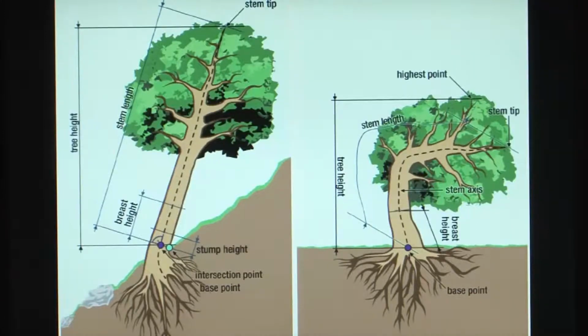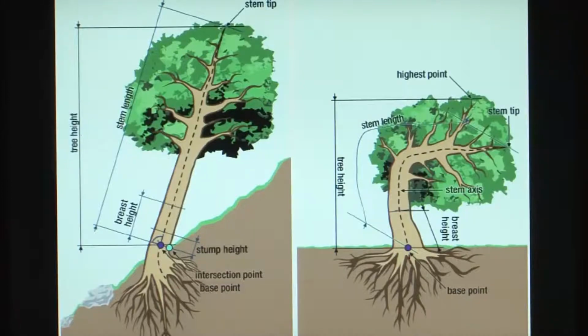On the other hand, the stem length would be measured along the tree axis. So, in the figure on the right, we can see that the tree height is very much less as compared to the stem length, because here this tree is bent and the length of the stem would be measured along the stem axis. So, it becomes a comparatively large figure as compared to the tree height.